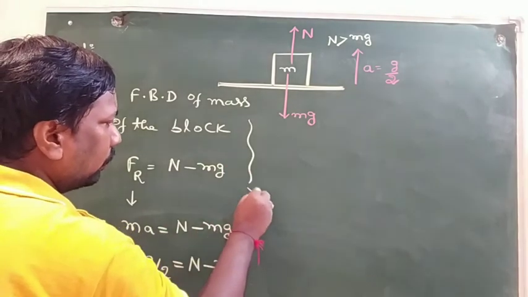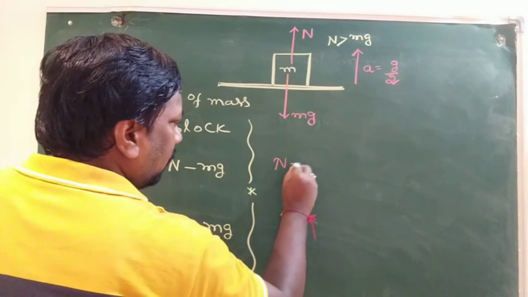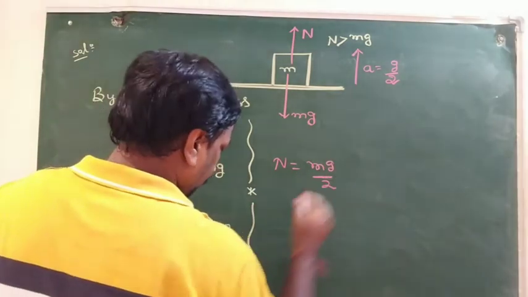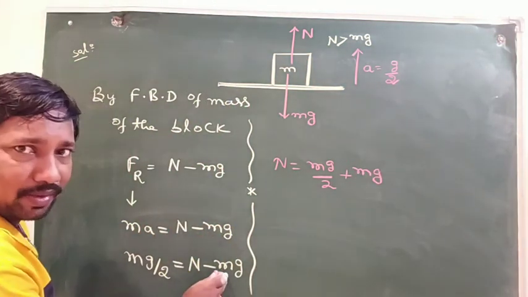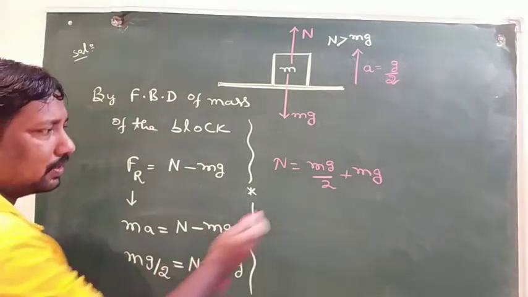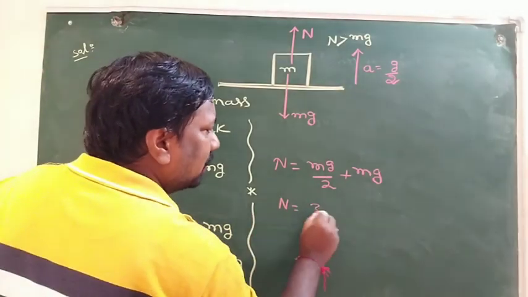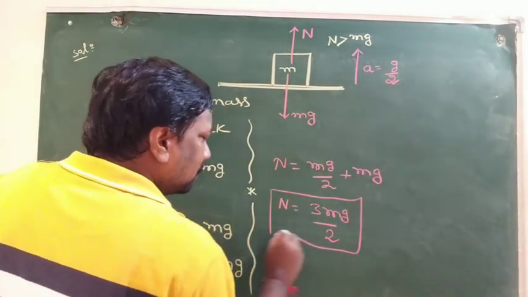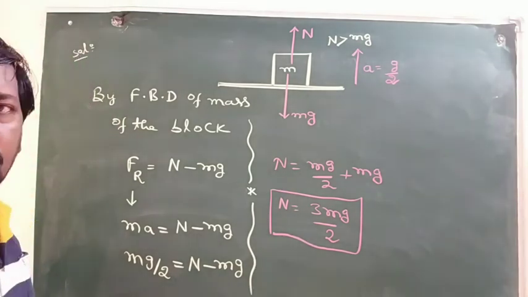Now the normal reaction N = mg/2 + mg. The minus mg is shifted to the left-hand side, it becomes plus. So N = 3mg/2. This is the normal reaction acting on the block. Now we can find out the displacement.